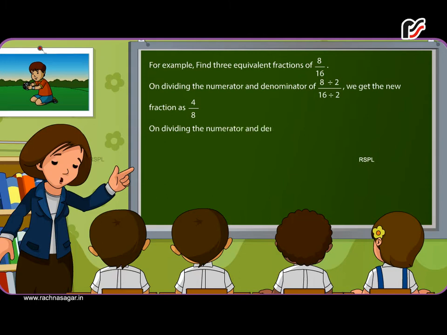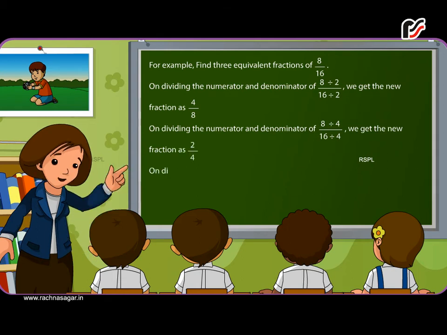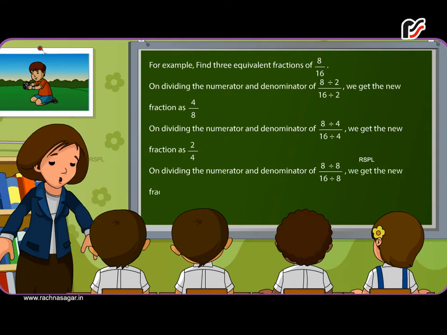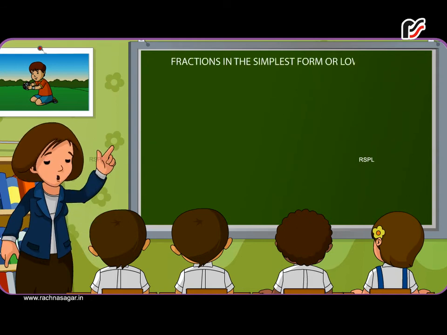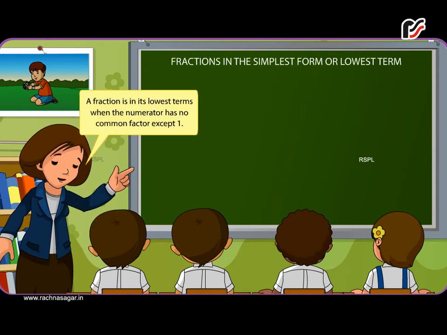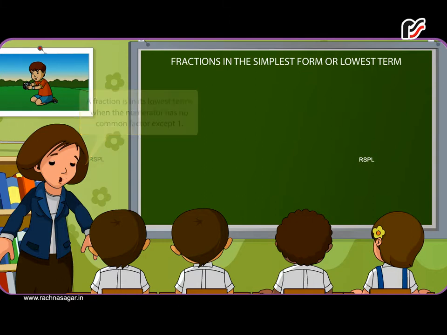On dividing the numerator and denominator of 8 by 16 by 4, we get the new fraction as 2 by 4. On dividing the numerator and denominator of 8 by 16 by 8, we get the new fraction as 1 by 4. Fractions in the simplest form or lowest term. A fraction is in its lowest terms when the numerator and denominator have no common factor except 1.